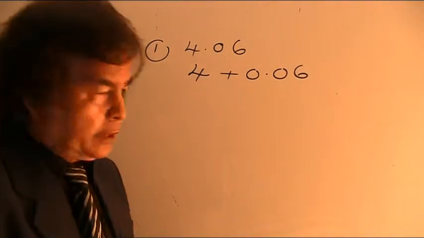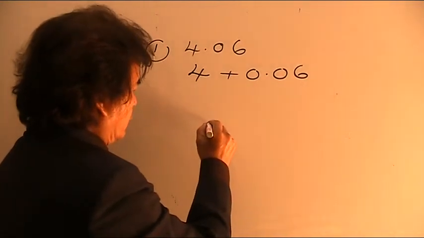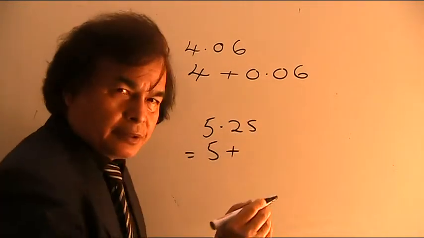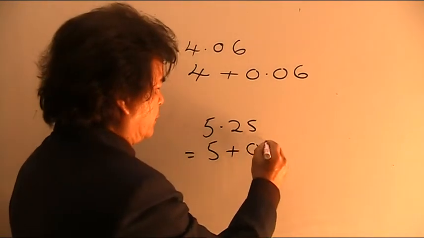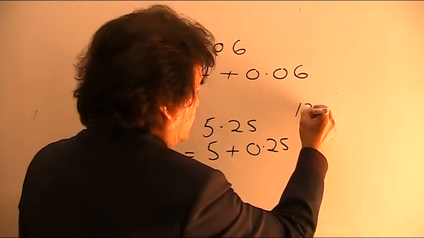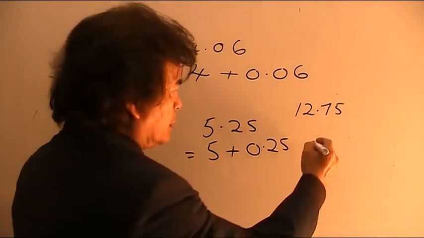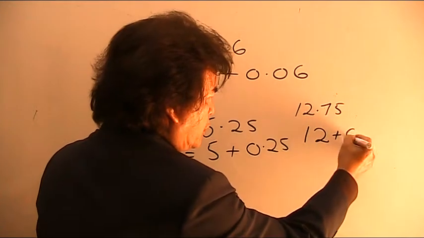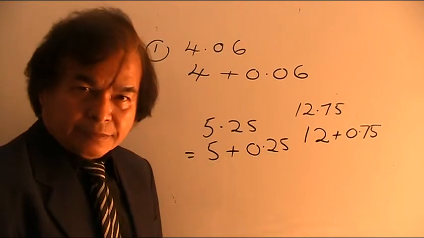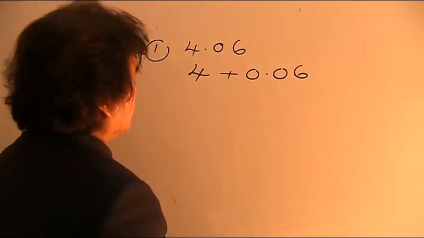Another way of writing 4.06 is 4 plus 0.06. Just like if I say what is another way of writing 5.25, this equals 5 plus 0.25. Or you have 12.75. How could you write it in a different way? You can write it as 12 plus 0.75. You understand? Good. Now, if you understand, then you can proceed.